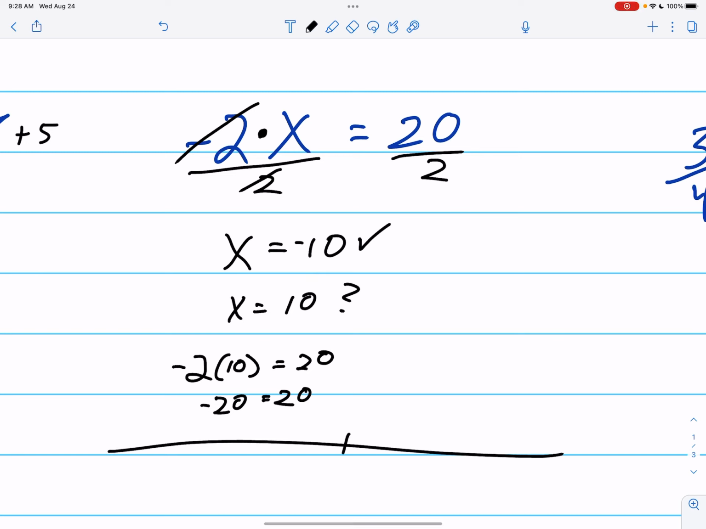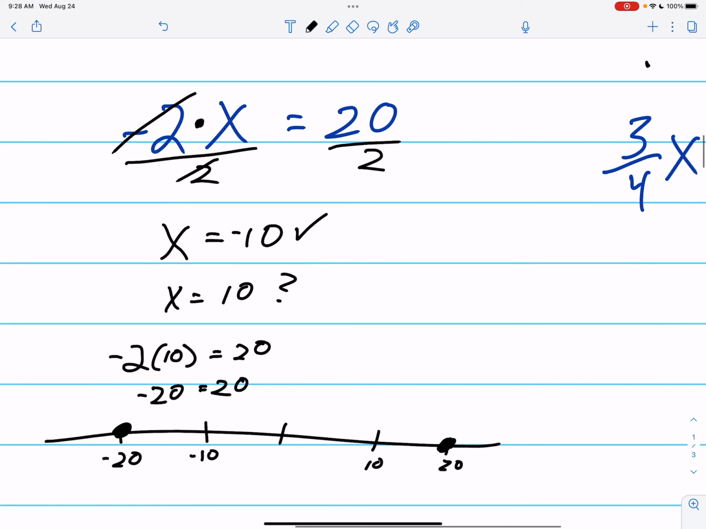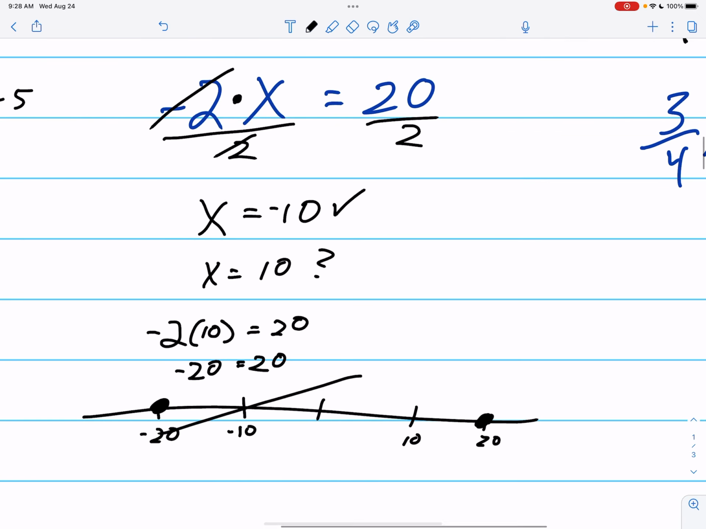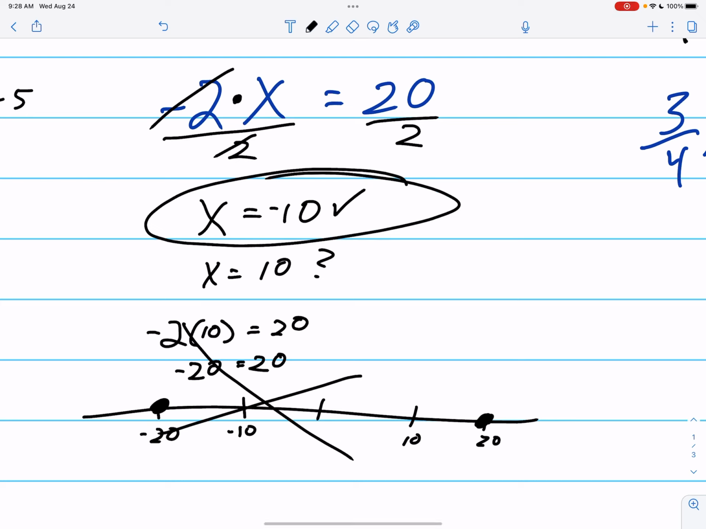This is a -20, and that is a 20. If you take the number line, here's 0, here's 10, here's 20, here's -10, here's -20. You realize one of those numbers is right here, and one of those numbers is right here. There's a difference of 40 units between those. So that doesn't work. The only quantity that x can equal in this case to make that equation true is -10.